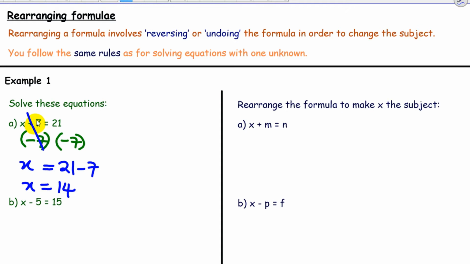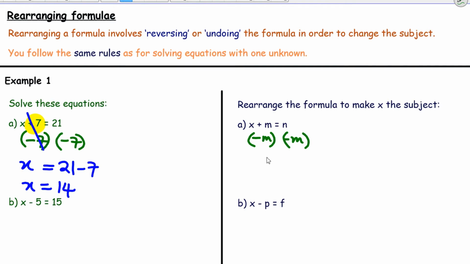Now, how can we apply the same method in the second column to make x the subject? So basically, remember, we started by getting rid of the positive 7 by subtracting 7 on each side because it's an equation. You have to balance the equation. So we'll do the same thing here, subtract m on the left and subtract m on the right.